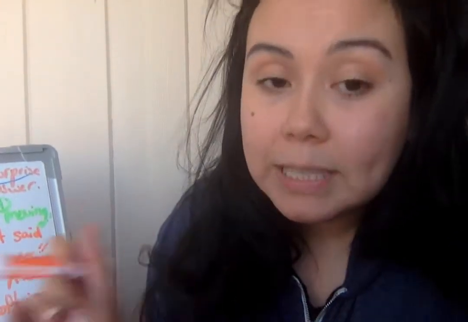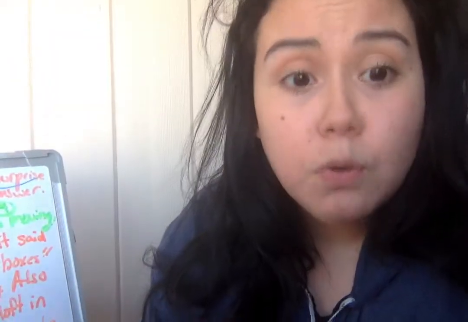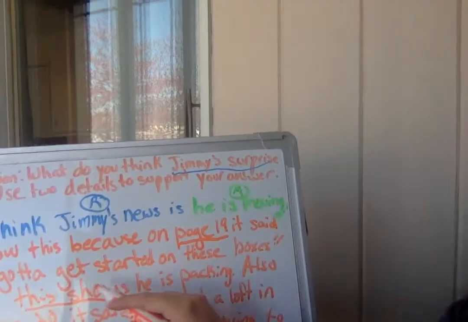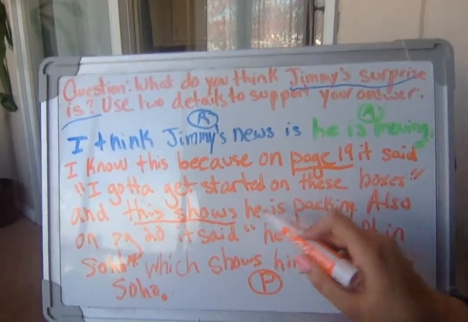remember, when we're explaining, we say things like this shows or this proves. This shows he is packing. Because if he's saying, I got to get started on these boxes, what is he doing with them? He's packing things up. And if you're packing things up, that's a clue that you're moving. So when you think of P, think of two sentences that are clues.